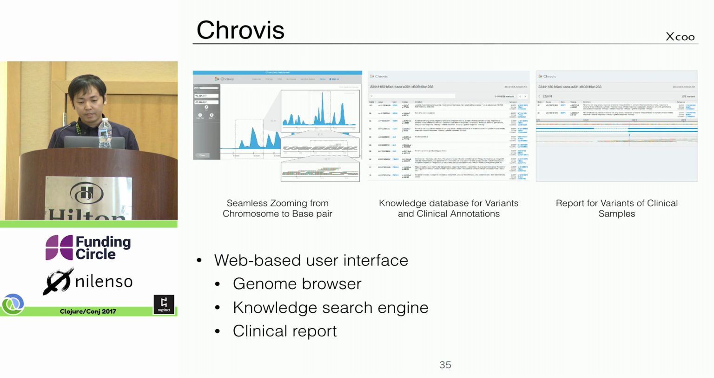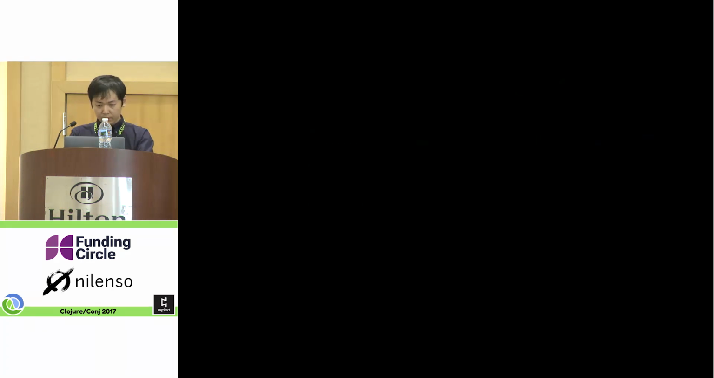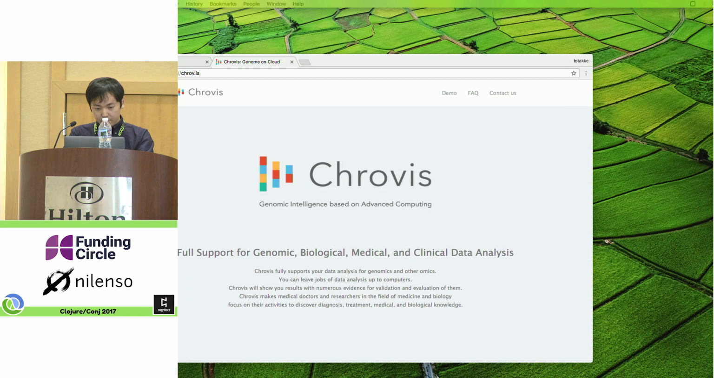Clovis is basically a web-based product, so users can access analysis results through a web browser, for example, the genome browser with fast and seamless rendering, the knowledge search engine, and the clinical report. These are all built on a modern web browser. Of course, we also use Clojure in this part, for example, Om, core.async, and so on. So now I will show the demo of Clovis.